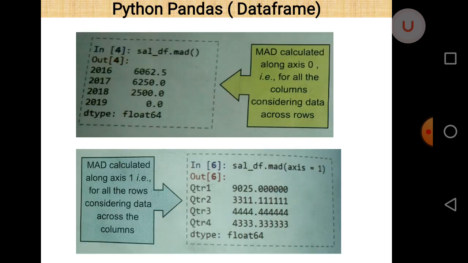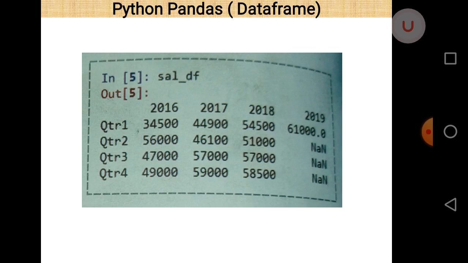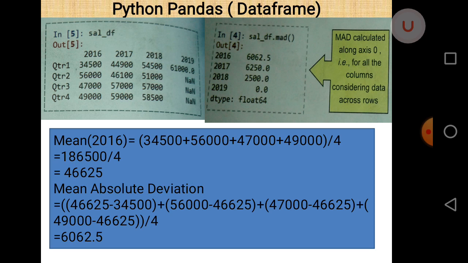So when we calculate mean absolute deviation, we can easily calculate it along axis 0. When we calculate along axis 0, there are four values, one for 2016, another for 2017, and then for 2018 and 2019. So along 2016 we can easily see that there are four values: 34,500, 56,000, 47,000 and 49,000. To calculate mean absolute deviation, first of all, what do we have to calculate? We have to calculate the mean first. So take the sum of all these four values.